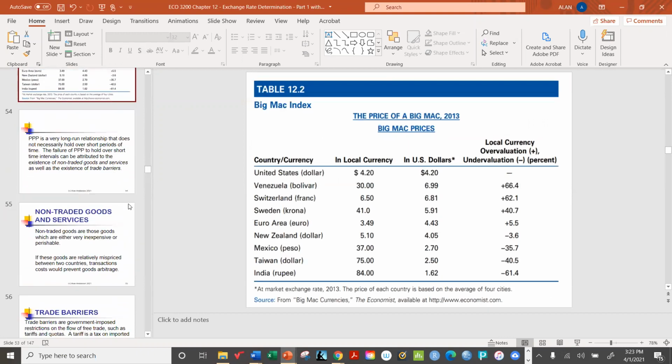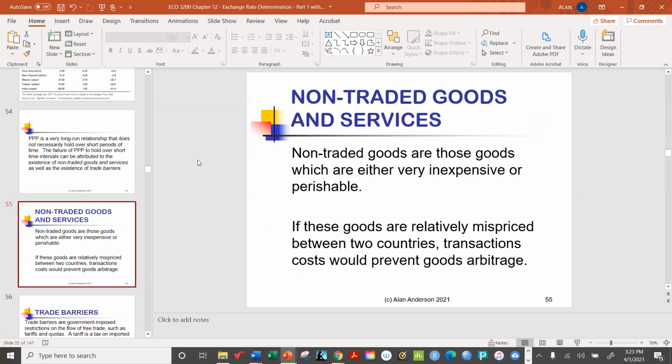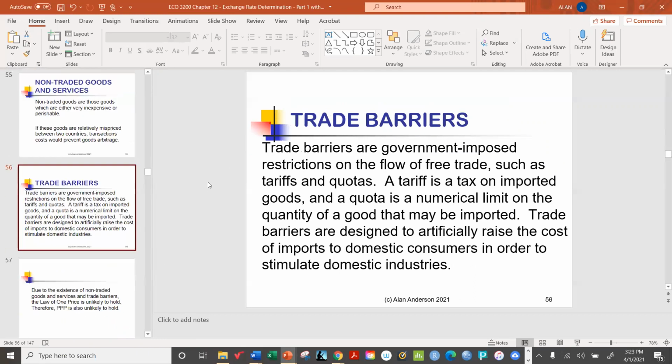It's two things really. It's the existence of these non-traded goods and services, or in fact, it's really the idea that most goods at this point in time are considered to be non-traded, and then we also have a lot of services, more so than ever before. The other thing that can throw this off is trade barriers, because they artificially increase the cost of imported goods, which gives a distorted look at the cost of goods in two different countries.